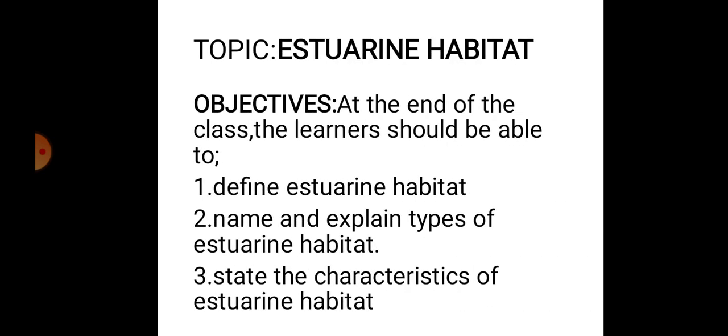As I told you before, aquatic habitat is divided into three: the marine habitat, which is also known as the saltwater habitat, the estuarine habitat, which is also known as the brackish habitat, and the freshwater habitat. So today we are taking on the next one, which is the estuarine habitat. Before we move on, let us highlight the objectives of this class.